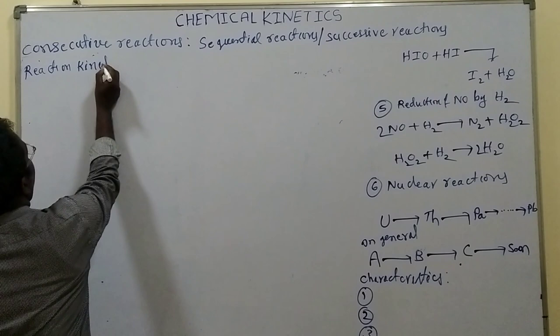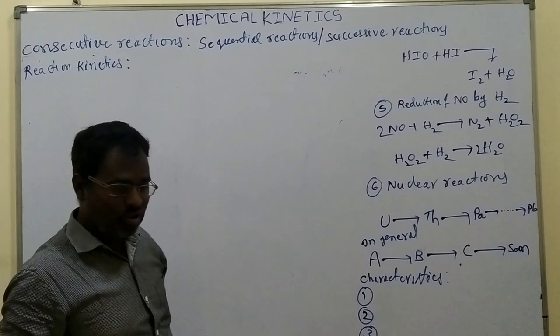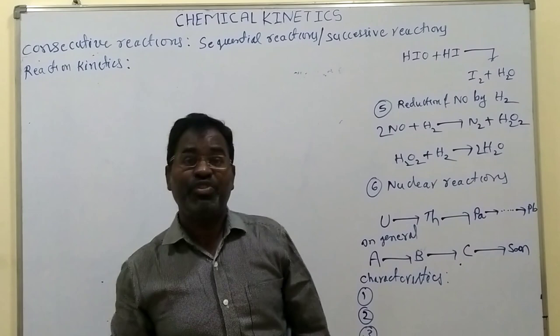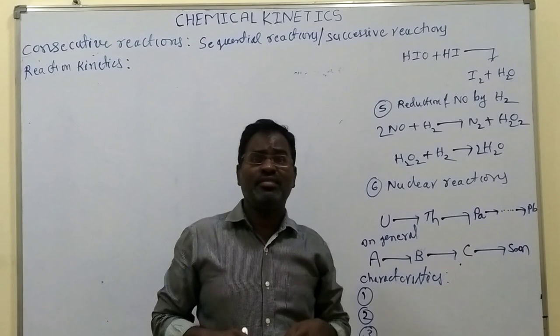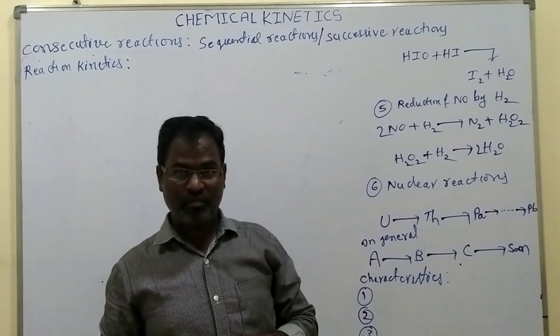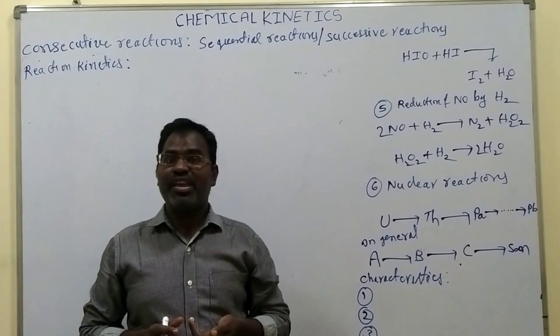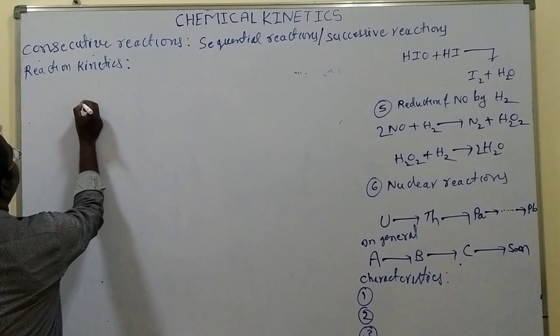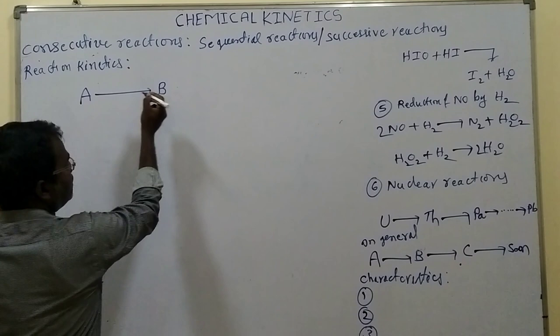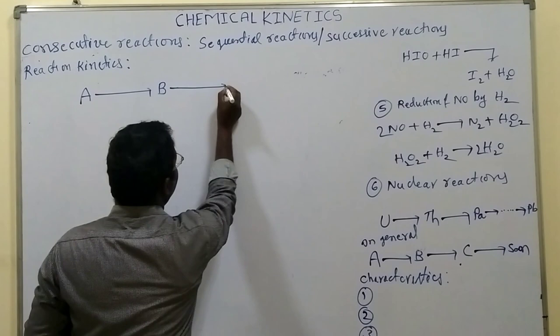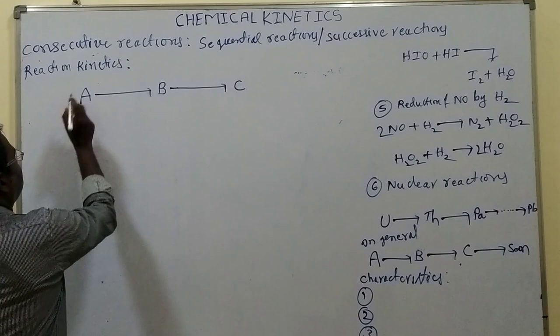In order to derive the rate law, let us assume that in these sequential or consecutive reactions, the simple reactions are of the same order and can be treated with first order kinetics. So they have the same order, and it is for first order reactions only. For instance, let us take the simplest case: A is giving B, and later this B is giving C. Here A is the reactant.